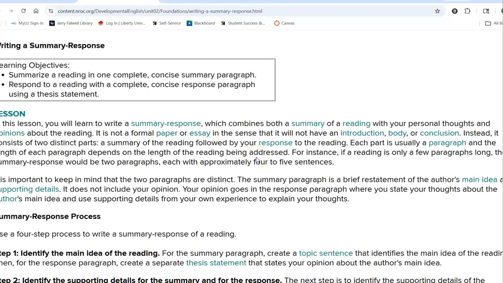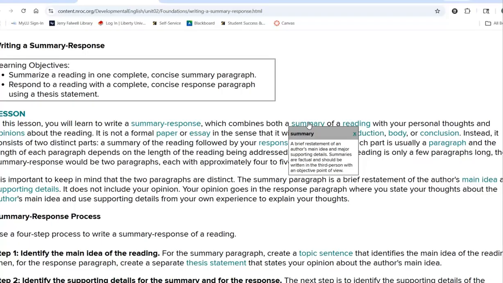And what this points out is that it describes how to write a summary response, which combines both a summary of a reading with your personal thoughts and opinions about the reading. So in the summary, it's important that you keep in mind that a summary is a brief restatement. In other words, it takes this huge amount of material that's in the article and makes it shorter and more concise. One error that a student will sometimes make is that they'll write a summary of an article by basically rewriting the whole article. That's not a summary. A summary is short, it's concise, it captures just the main points.